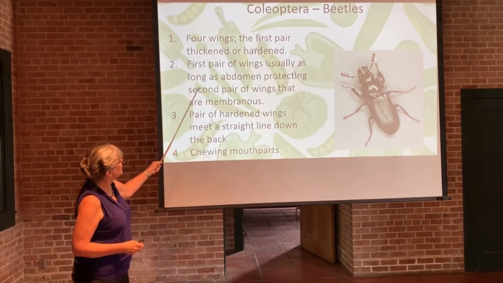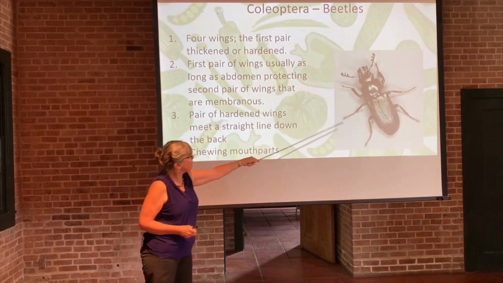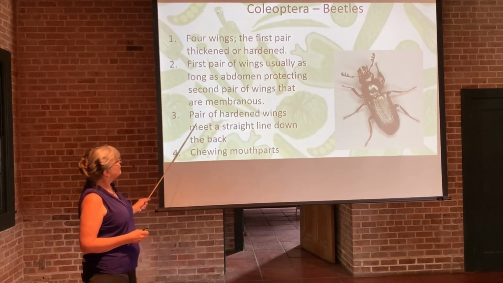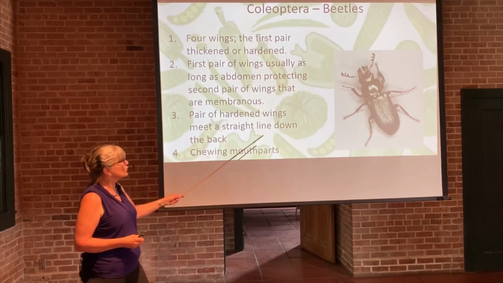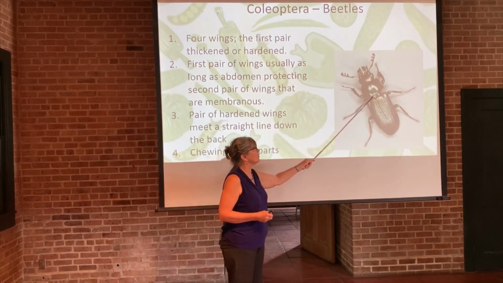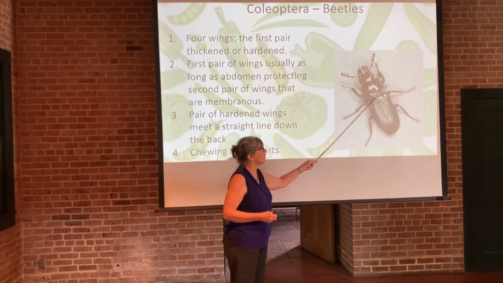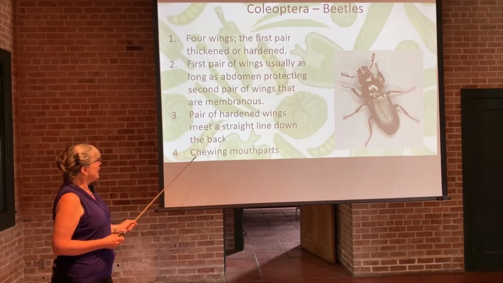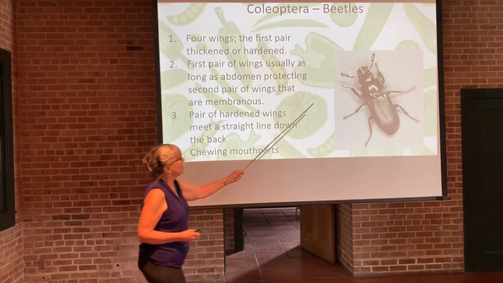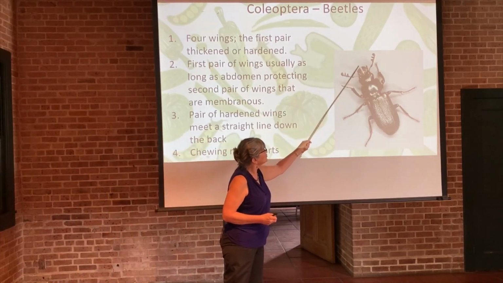So the first pair is usually long, and it protects the abdomen. They're very hard. Okay, and then the paired wings meet in a straight line down the body. That's one of the things you can use to identify a beetle: these two pairs of wings with a straight line down the abdomen. They have chewing mouth parts, which looks pretty obvious if you look at it.